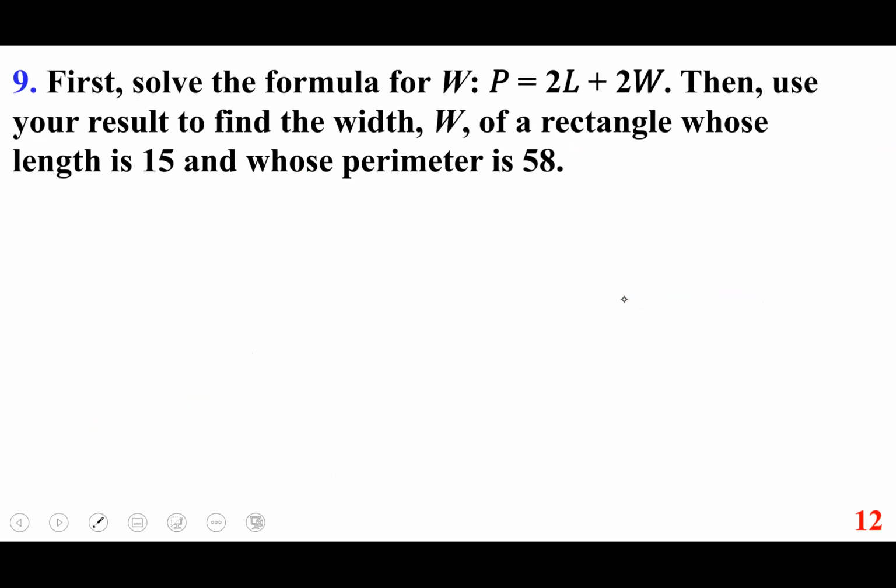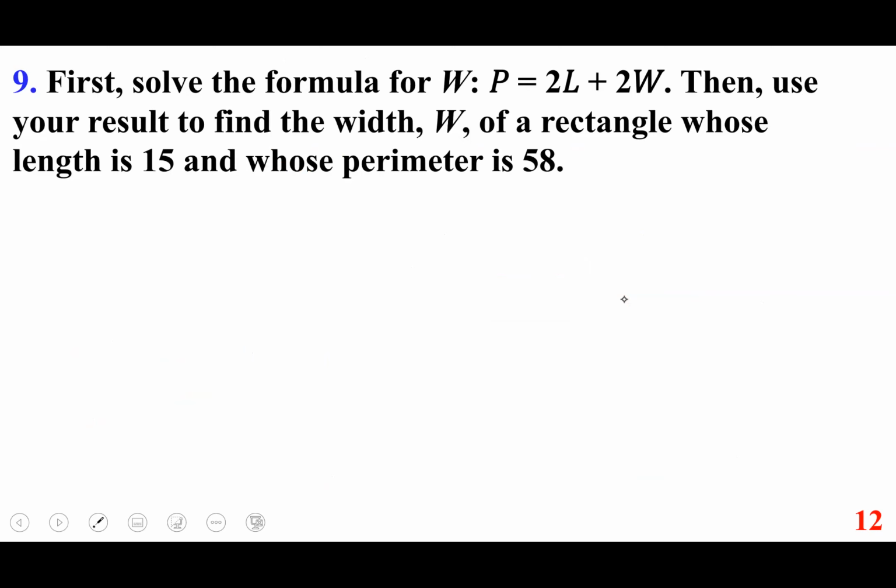Could somebody read this question, please? First, solve the formula for W. P equals 2L plus 2W. Then use your result to find the width, W, of a rectangle whose length is 15 and whose perimeter is 58.